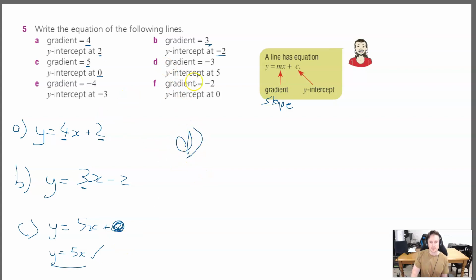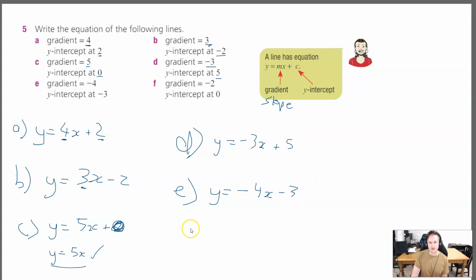For d, the gradient is -3 and the y-intercept is 5. So that's going to be y is equal to -3x. Don't forget the negative sign in there. And then plus 5 for the slope. For e, the gradient of -4 is going to be y is equal to -4x. And then the y-intercept is take 3. So it's going to be take 3.